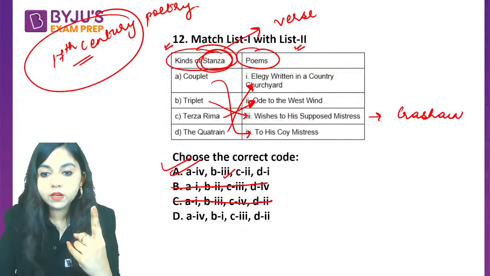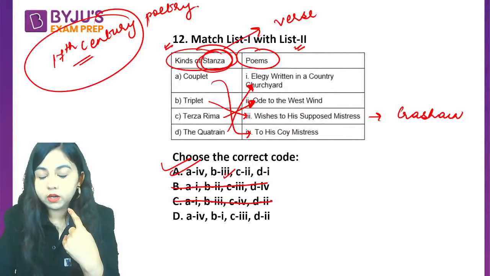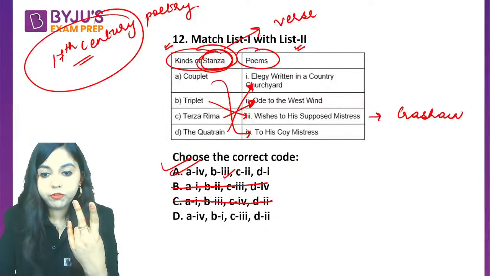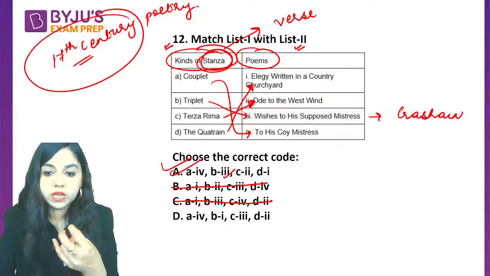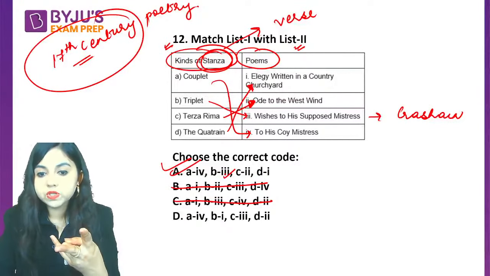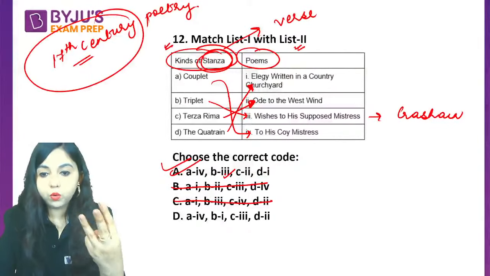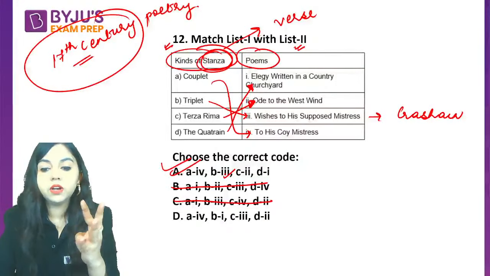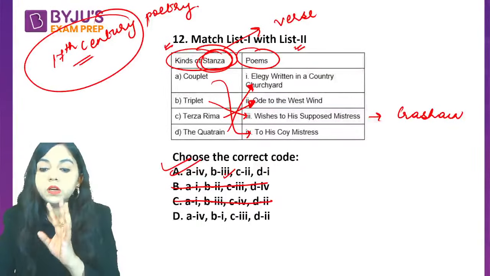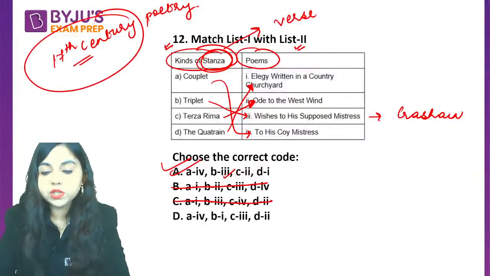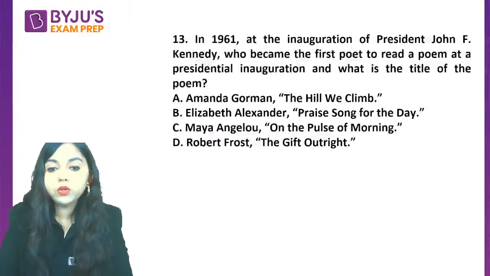Couplet, again, to quickly revise, we're able to see that To His Coy Mistress is written in the couplet form. Triplet is being used in Wishes to His Supposed Mistress by Richard Crashaw. Terza rima is being used by P.B. Shelley in Ode to the West Wind. And Elegy Written in a Country Churchyard is using the quatrain style of writing. Moving on to the next question.